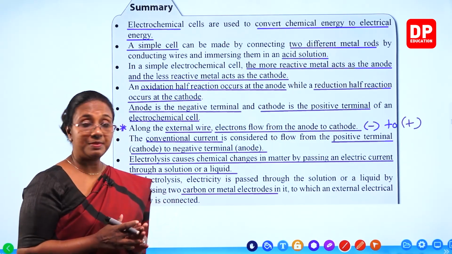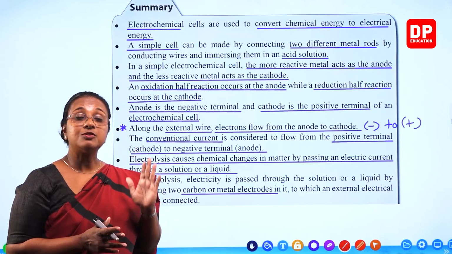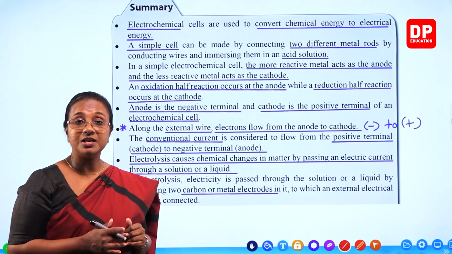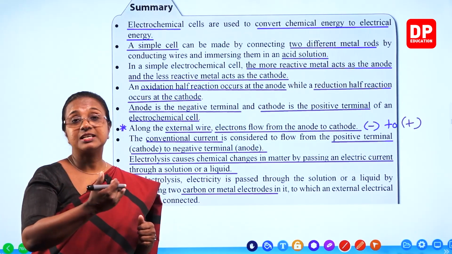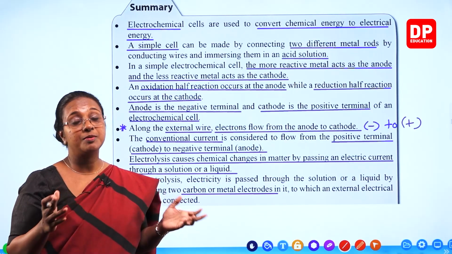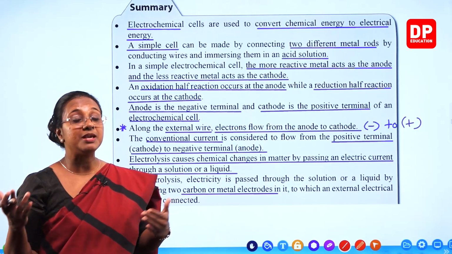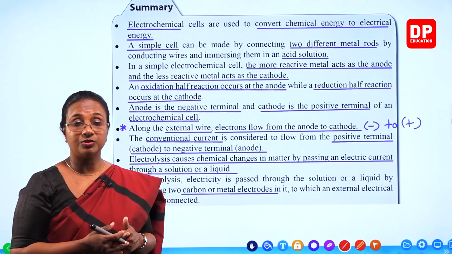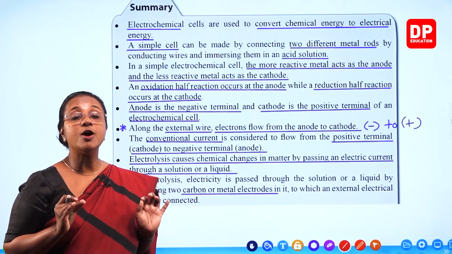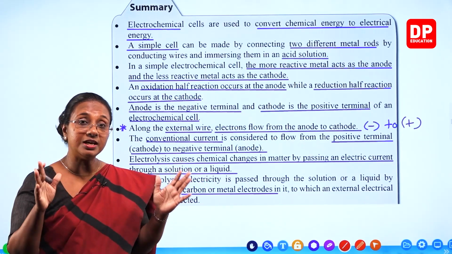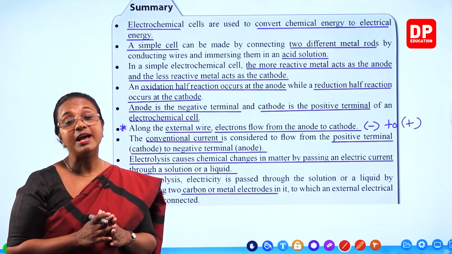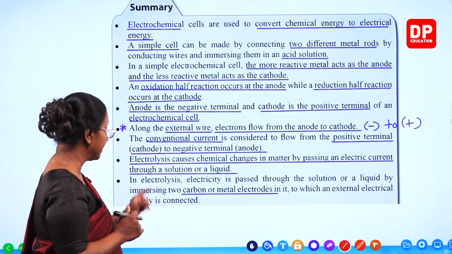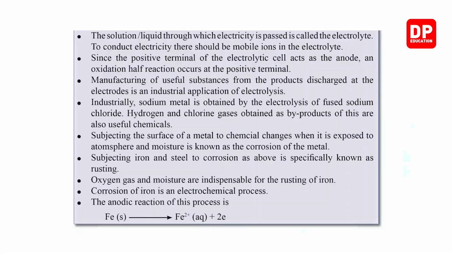External power supply, the electrode that is connected to the positive terminal becomes the positive electrode. The electrode that is connected to the negative terminal of the external power supply becomes the negative electrode. So here, depending on how we connect the electrodes to the power supply, they become positive or negative electrodes. You can remember that. So then I'll move on to the next slide.